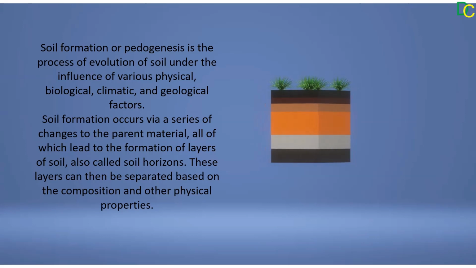climatic, and geological factors. Soil formation occurs via a series of changes to the parent material, all of which lead to the formation of layers of soil, also called soil horizons. These layers can then be separated on the basis of the composition and other physical properties. The first layer in the soil formation process is the R horizon, which consists of bedrock.